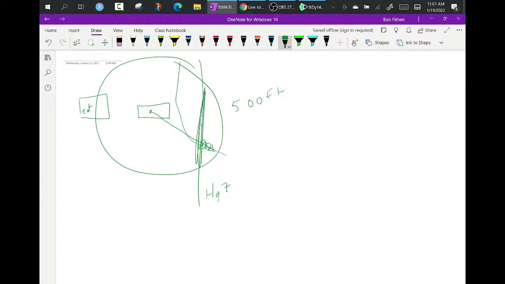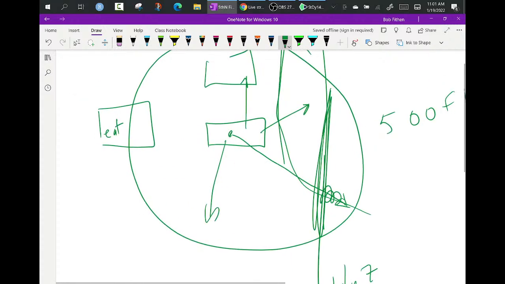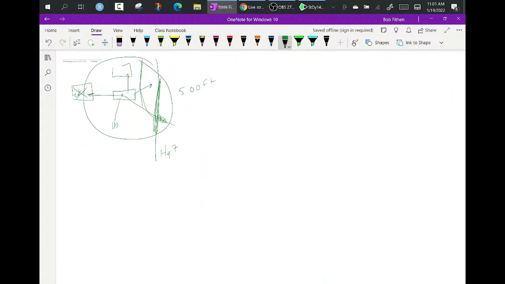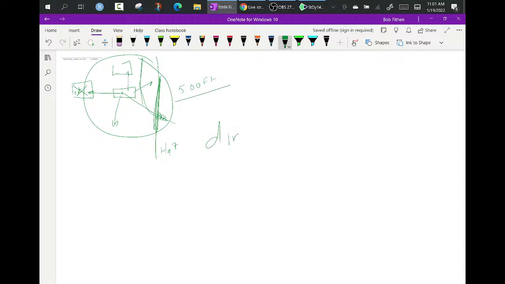There's a street that comes down right by it. You might be wandering around in the parking lot. Some people might end up in this building, and some people might end up here. But everyone wanted to go right here. This was your target. So not only is the distance important, 500 feet, but the direction. It's that simple. You can see that on a map.